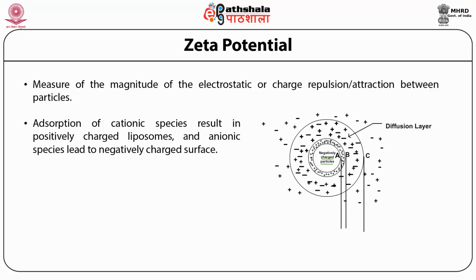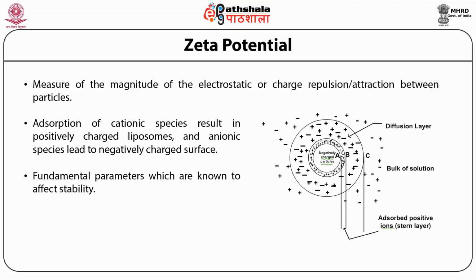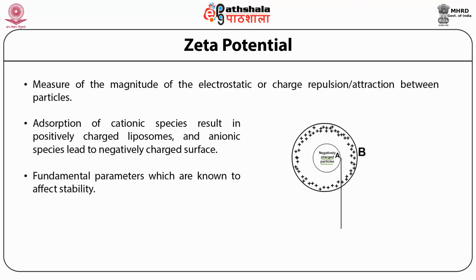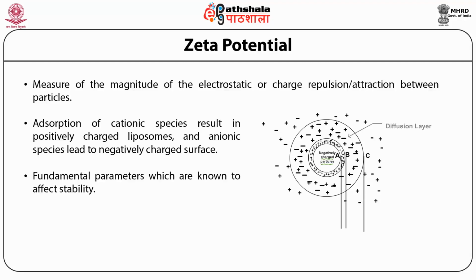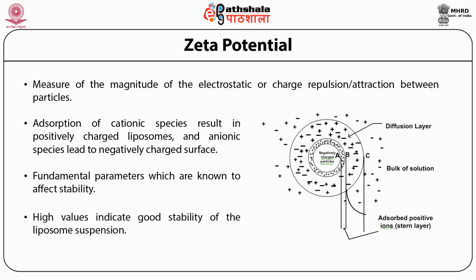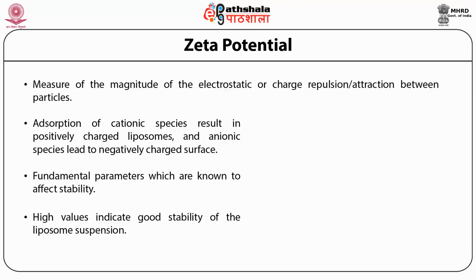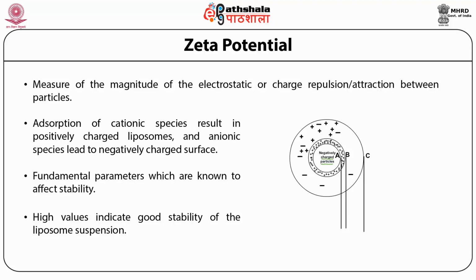Zeta potential is one of the fundamental parameters which are known to affect stability. It gives an estimate about the extent of the interaction between liposomes. Values of zeta potential help to predict the stability of the liposomal suspension. High values indicate good stability of the liposome suspension, since all the liposomes having high negative or positive charge will tend to repel each other, and thus no aggregation will take place.